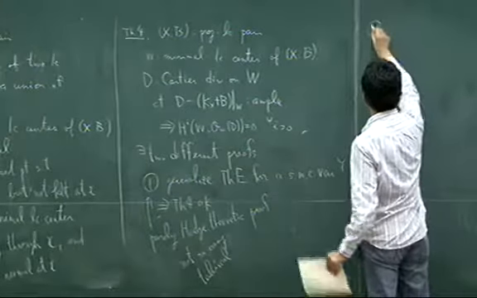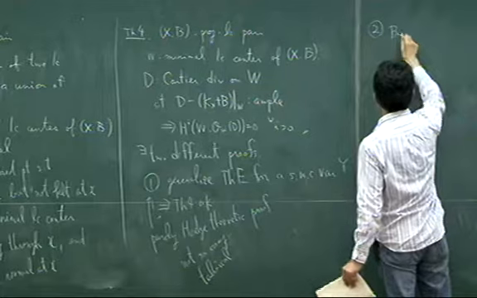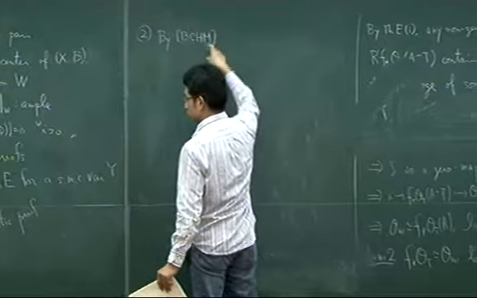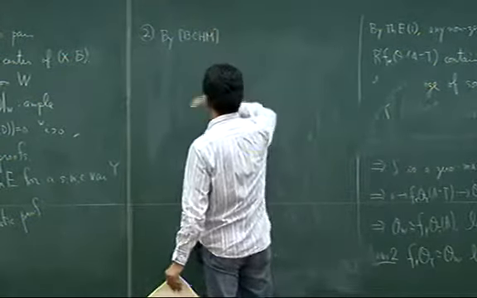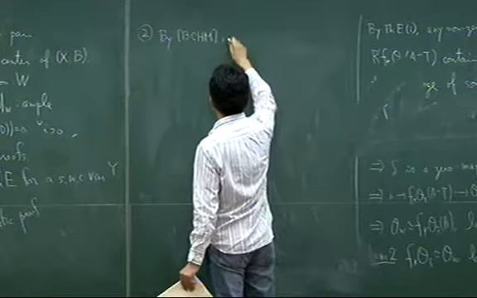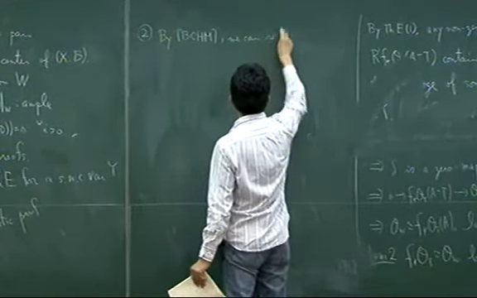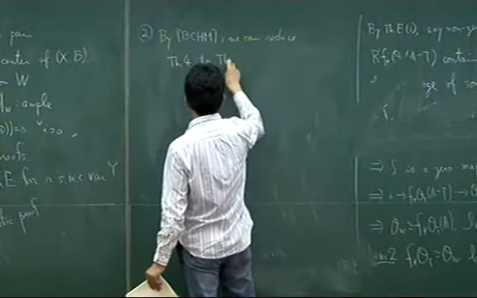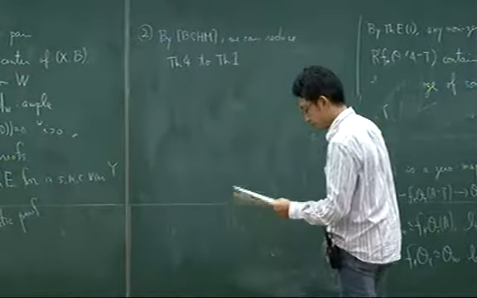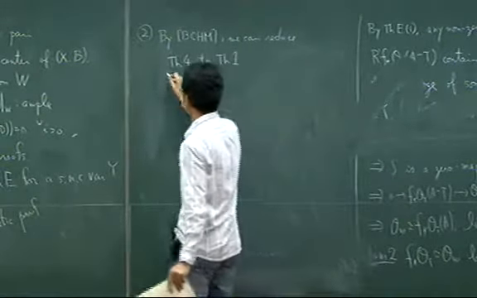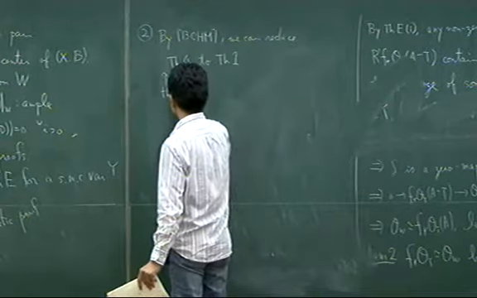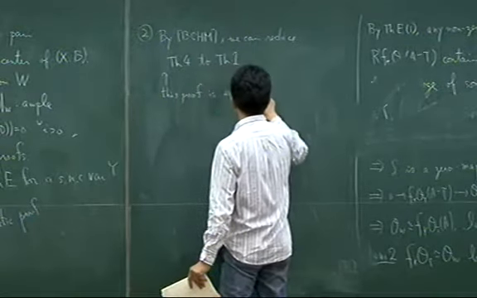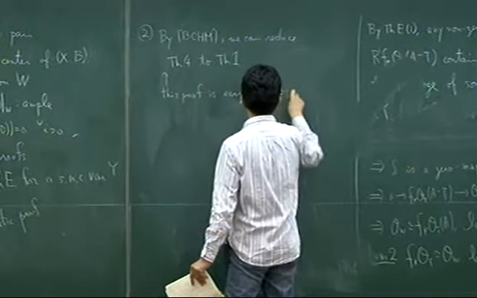Okay. Second proof, by using BCHM, Birkar, Cascini, Hacon, McKernan, a great paper on the log minimal model program for KLT pairs. By using BCHM, we can reduce Theorem 4 to Theorem 1. Okay. This proof is easy, modulo BCHM. Okay.